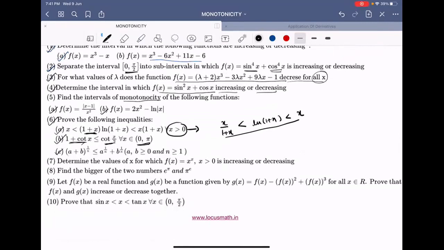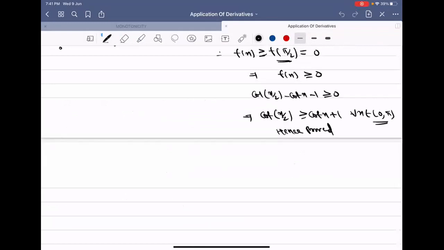(a + b)^(1/n) is less than or equal to a^(1/n) + b^(1/n), where a, b are greater than or equal to 0 and n is greater than or equal to 1. This is what we need to prove.